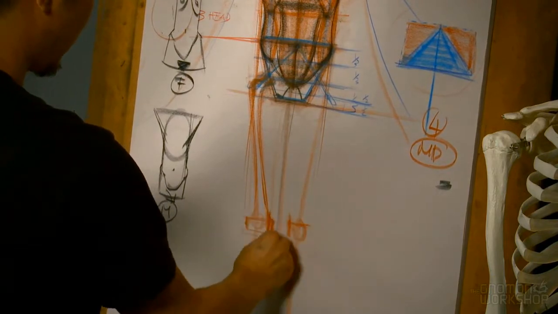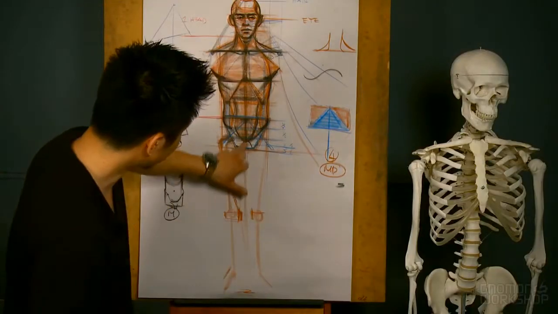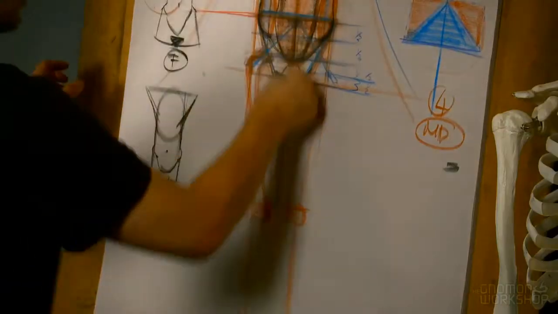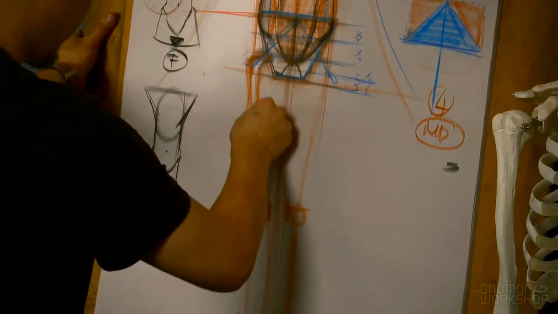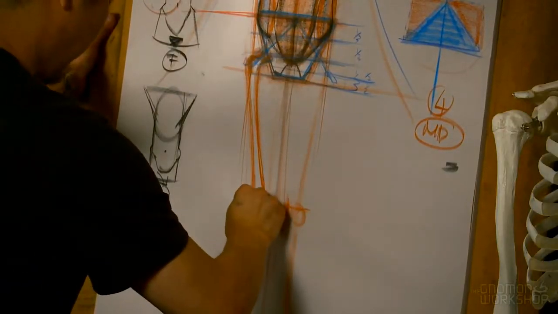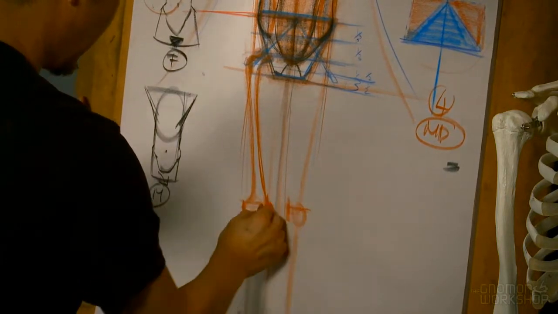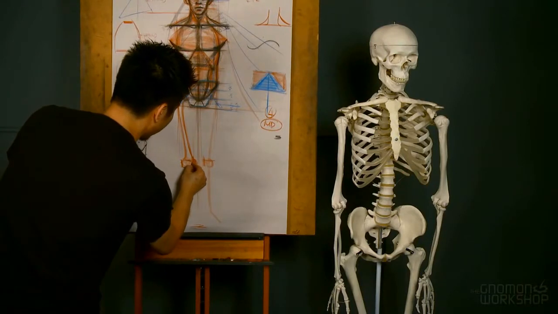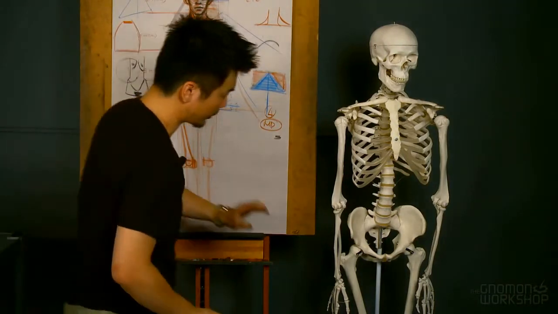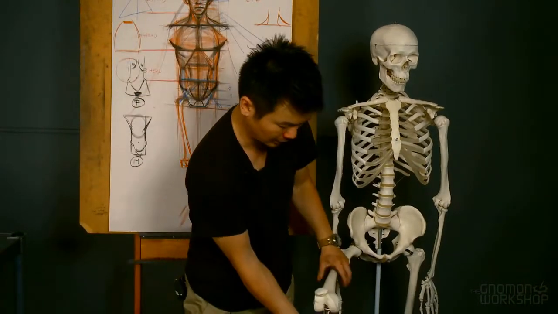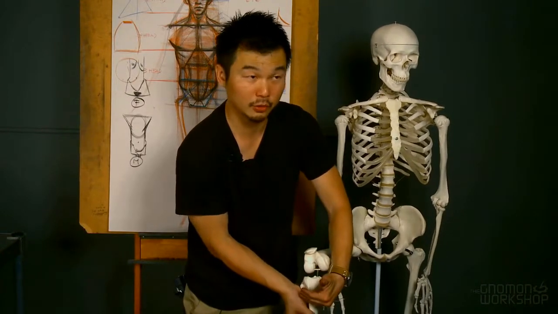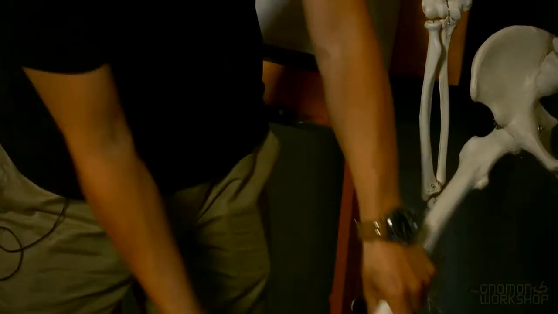If you're standing perfectly straight, the inside of the knee lines up pretty close to the center line. Your kneecap, the patella, is going to favor toward your femur bone, as you can see. It's not going to be in front of your shin bone. It's going to be in front of your femur.